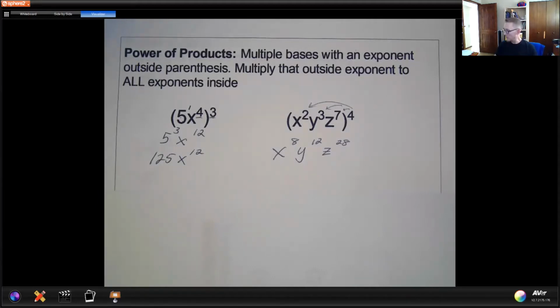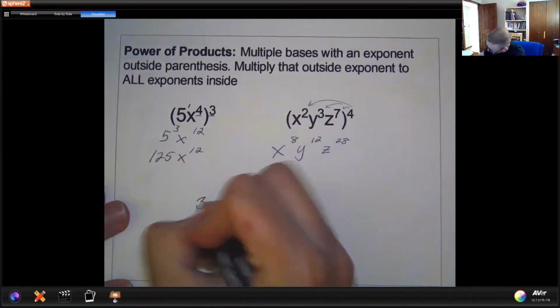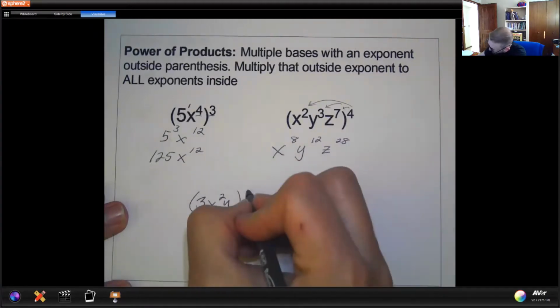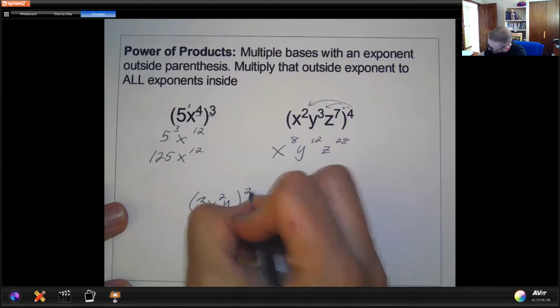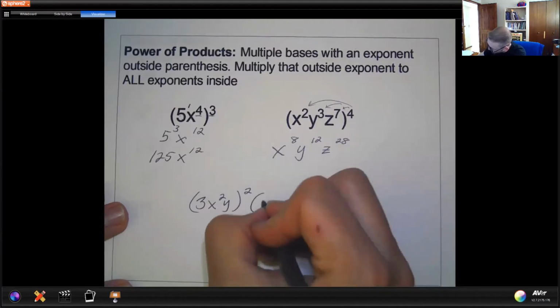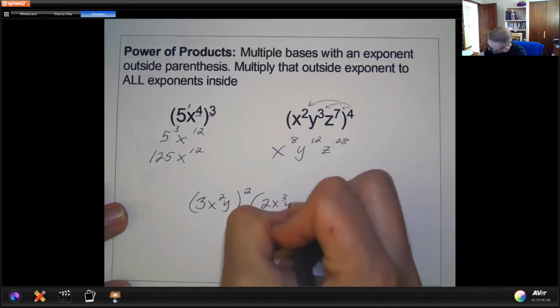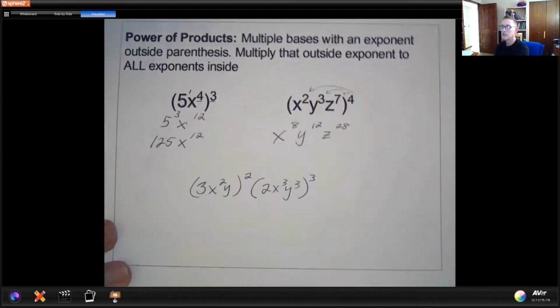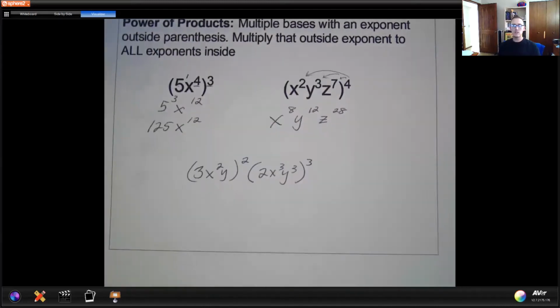Now let's do a combo. Let's bring both sets of rules together. So let's go 3 x squared y, all raised to the, and we'll keep it relatively small, 2nd power. And then another parenthesis, which is going to be 2 x to the 3rd, y to the 3rd, raised to the 3rd power. Each one of these sets of parentheses has an exponent on the outside, so we have to do that first. We still have to keep track of our PEMDAS.